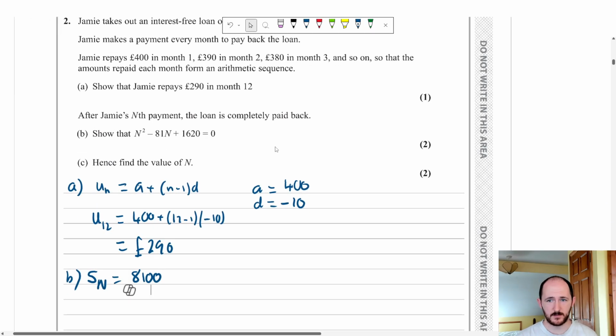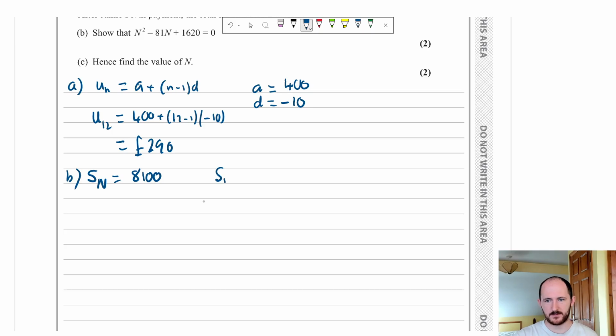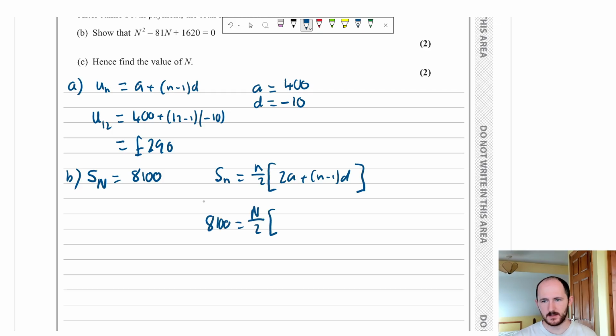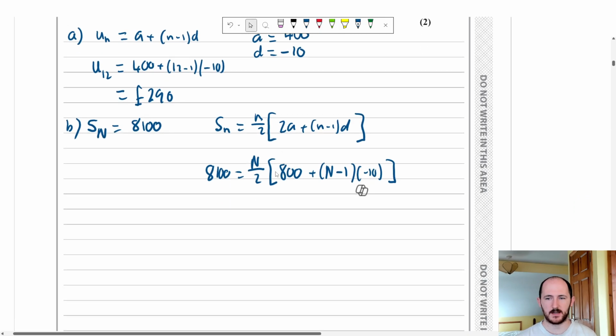We're going to use the Sn formula in order to create an equation that will have only n as an unknown. If you remember the Sn formula, it's n over 2 times 2a plus n minus 1 d. So now we can sub in: 8,100 equals capital N over 2 times 2 times a, that's 2 times 400, which is 800, plus capital N times 10. If we expand the brackets and move everything to one side, we should get an equation that looks like that.